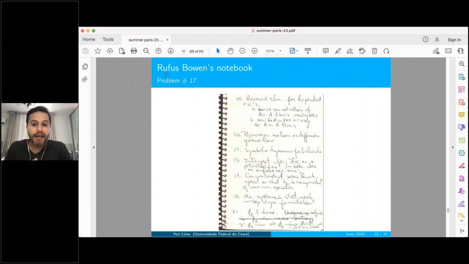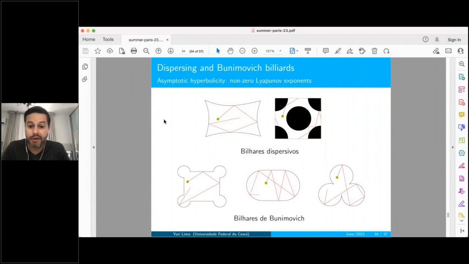But nevertheless, he left a notebook. I think he was collecting this notebook for many years, in which he listed important problems in dynamics. And problem number 17 of his notebook was exactly symbolic dynamics for billiards, which is exactly what our talk is about, and which is exactly what my results with co-authors are. We were actually able to construct symbolic dynamics for the class of billiards that I mentioned to you, the dispersing ones and the Bunimovich ones.